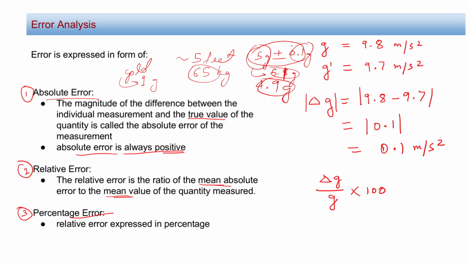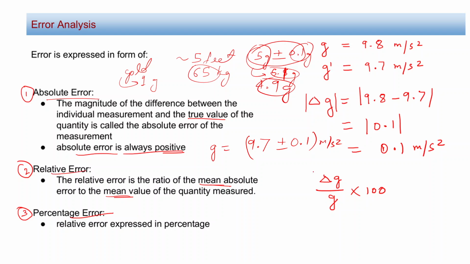As I was saying, we'll report the value of acceleration in our measurement, which came out to be 9.7, plus minus 0.1 meter per second square. So this way we will be reporting the value. So it could be 9.8, it could be 9.6.